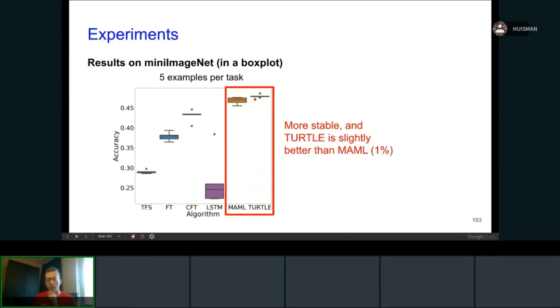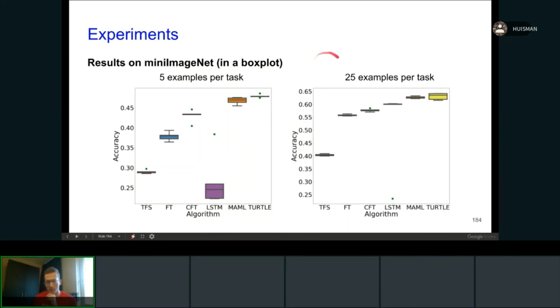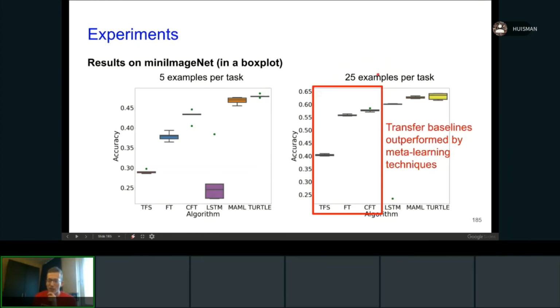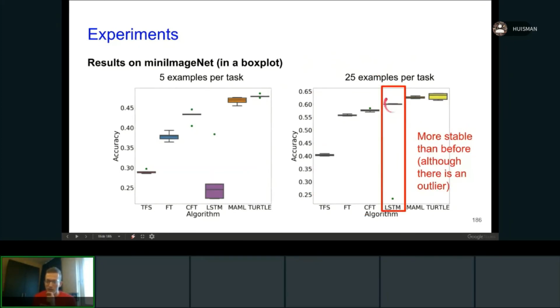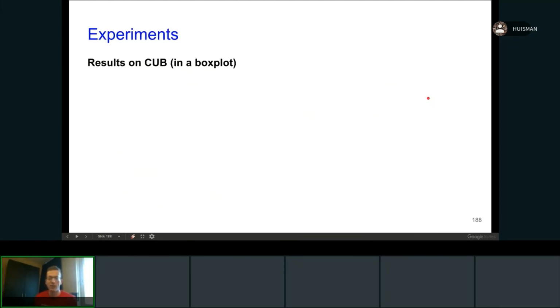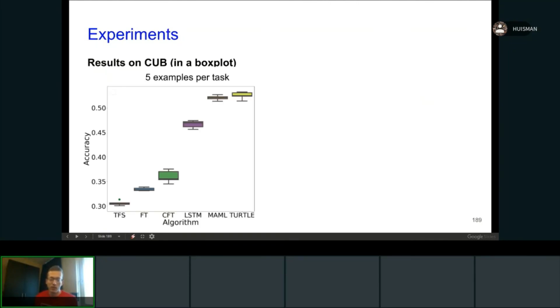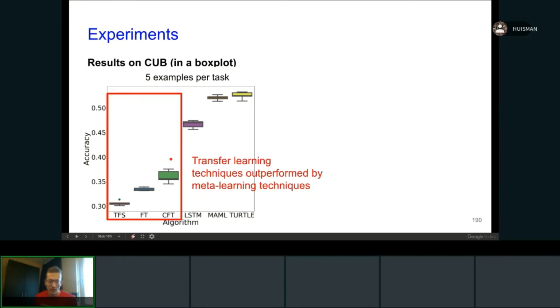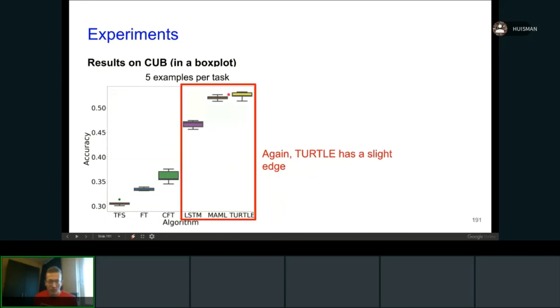So something similar can be seen when we have 25 examples per task. But now, in addition, the LSTM meta learner seems to be a bit more stable, although there is still this bad outlier. So looking again at MAML and Turtle, we see that Turtle sometimes again has a slight edge compared with MAML. Okay, so now we go to the next data set, so the CUB bird images. And if we have 5 examples per task, we see something similar as seen before. Namely, the transfer learning techniques are outperformed by the meta learning techniques, while Turtle seems to have, again, a slight edge compared with MAML, and it is better than the LSTM method.